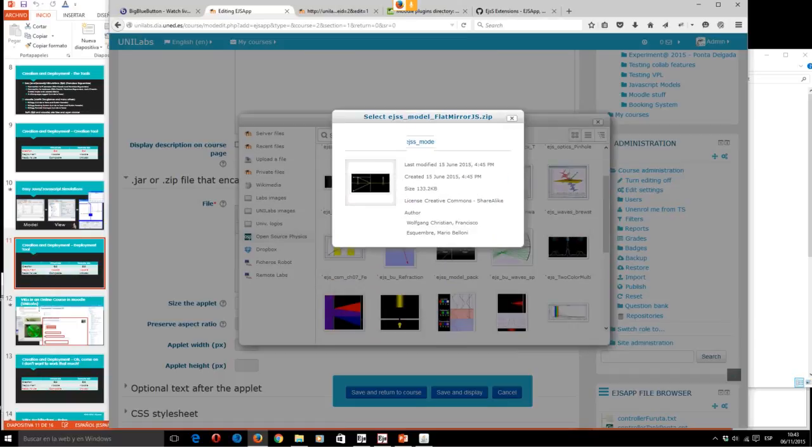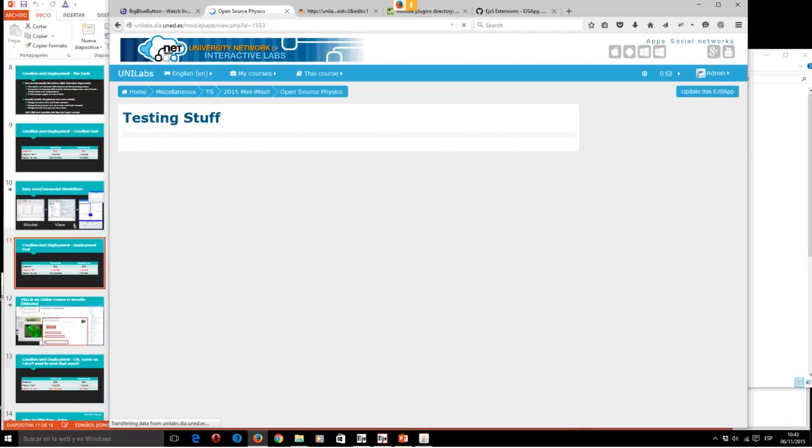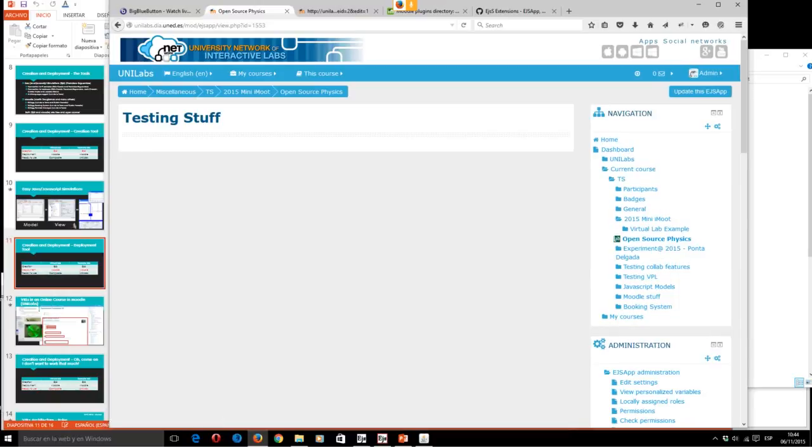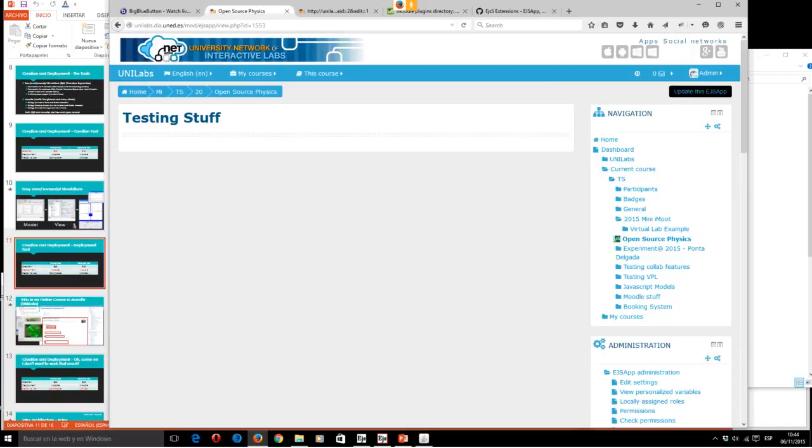So I'm going to choose this one, for example. I select the file, and this is downloading the file from the repository, which is in the United States. I click on Save and Display. And when this finishes loading, because right now my network is very slow for some reason, we will see the simulation. Okay, so it has failed, but maybe there is a problem with that one in particular, but you get the idea. So you would have the simulation embedded there, right?